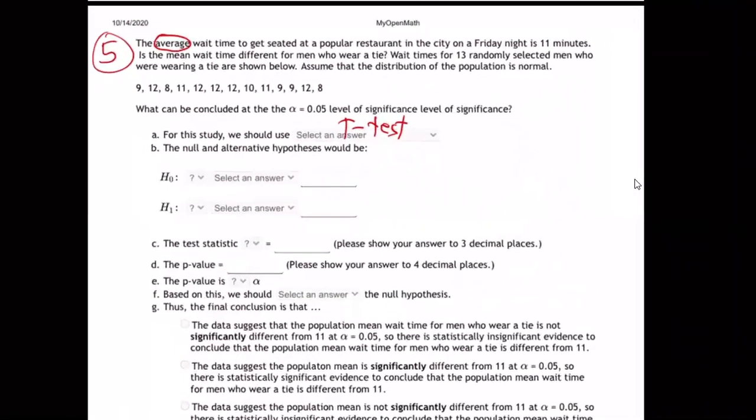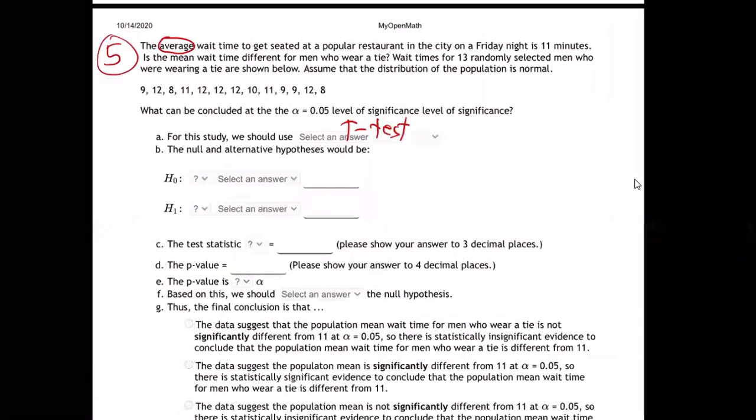And they want us to explain the null and the alternative. So, the claim. I forgot about the claim. Claim is always the most important thing, first thing. What's being claimed on this one, or questioned, or tried out? Is the wait time different for men who wear a tie? So is the mean wait time different? So what do we do with different? Is that greater, less, equal, not equal?